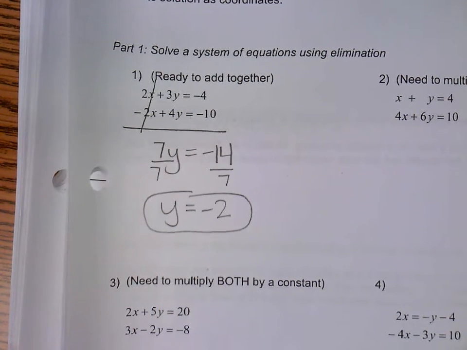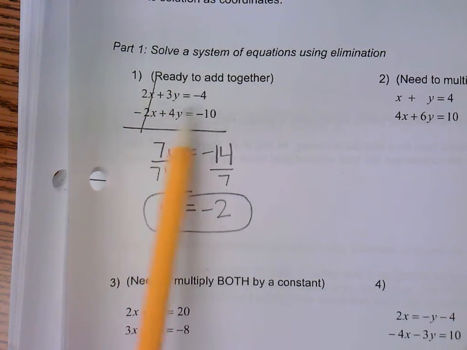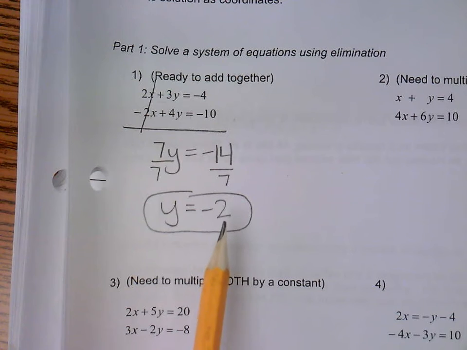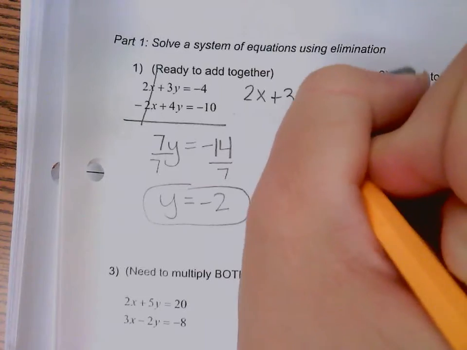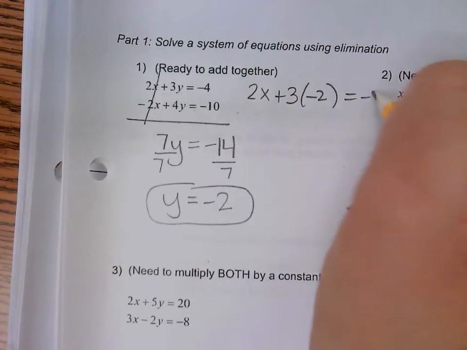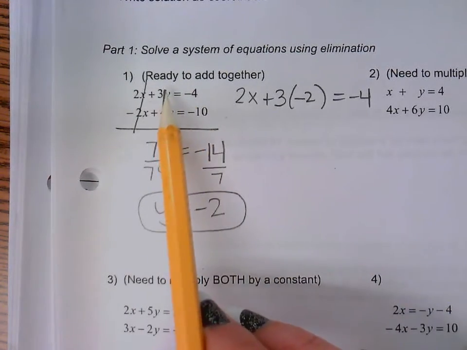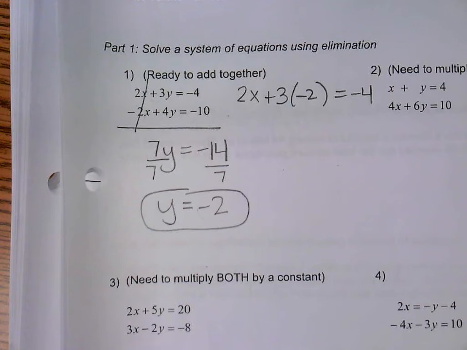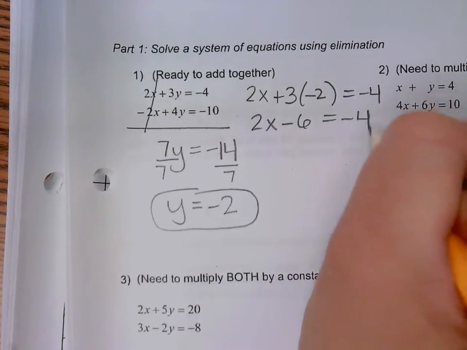The only thing that's a little bit harder is we don't have a rectangle part to plug it back into. So you're going to have to do a little bit more work to solve for the other variable. If I use this top equation, I'm going to have to plug in negative 2 for y. So 2x plus 3 times negative 2 equals negative 4. I'm plugging negative 2 in for y. Now I have to actually solve for x. It might take you another step at this point. So I have 2x minus 6 equals negative 4.